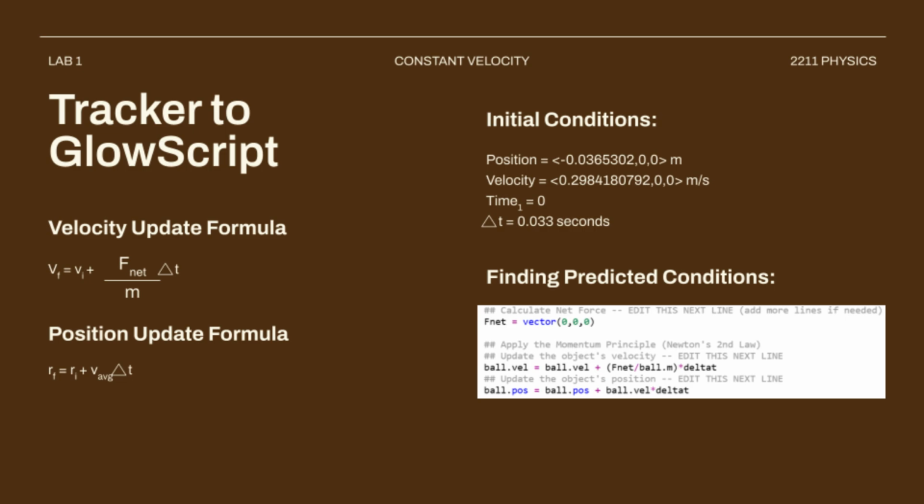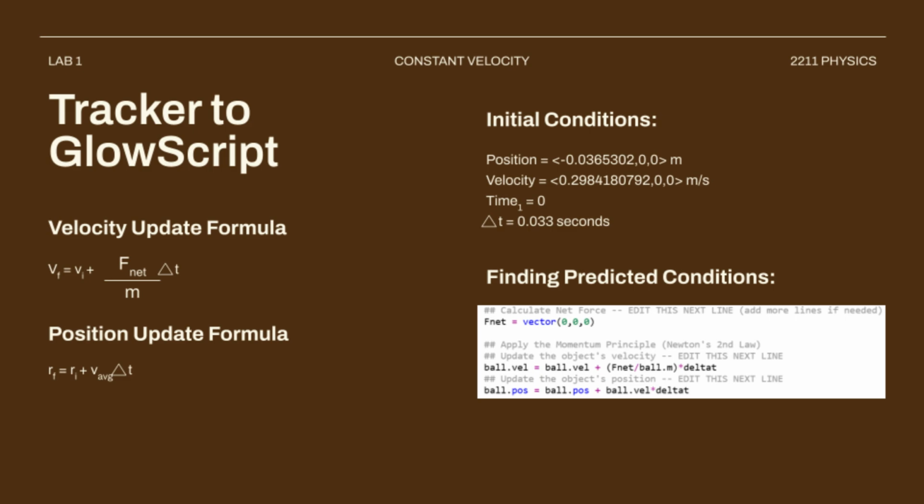So to transfer our information from Tracker to GlowScript, we're going to be using the velocity update formula and the position update formula. And we're going to use the initial conditions that you can see on the right here. And we're going to input that into our code, which you can see on the bottom right.